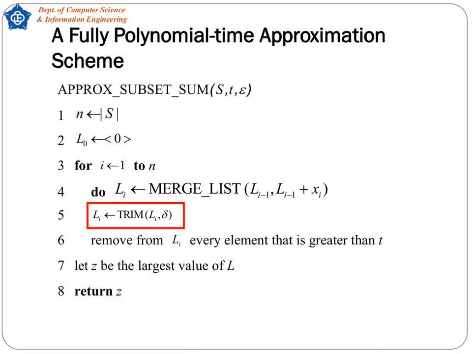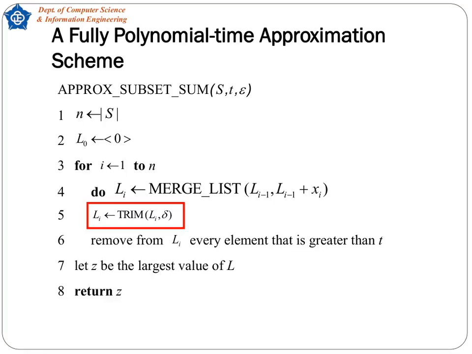Now let's see how this idea turns into a fully polynomial time approximation scheme for subset sum. Our inputs are the set S of n items, the target value t, and an error-bound epsilon. We build a sequence of lists L_0 through L_n, starting with L_0 equals {0}. For each item x, we merge the previous list with a copy shifted by x, so we capture every sum that either includes or excludes x.